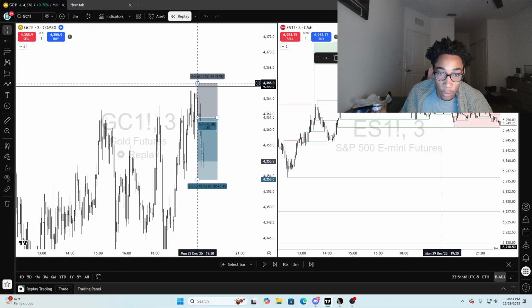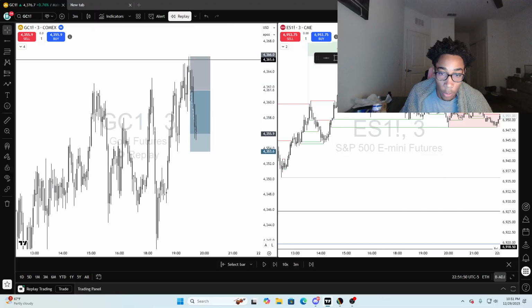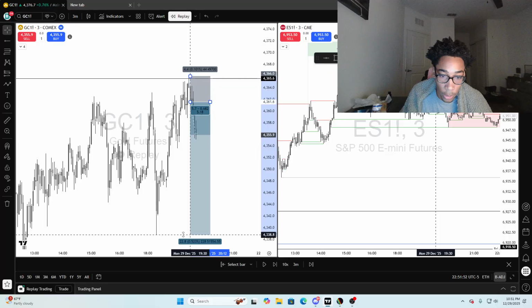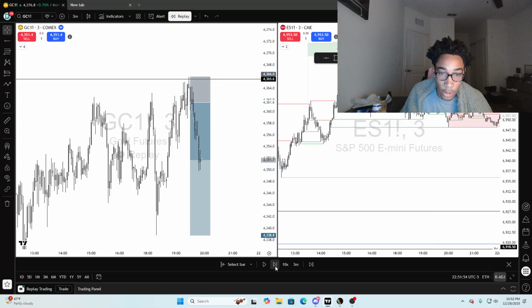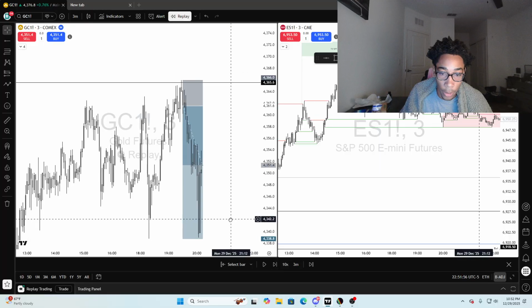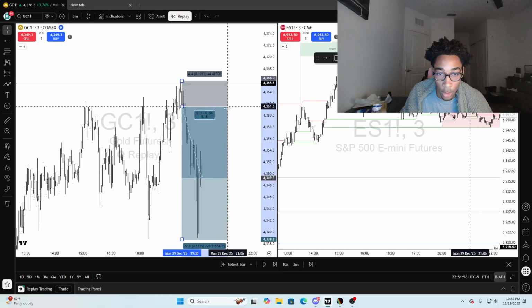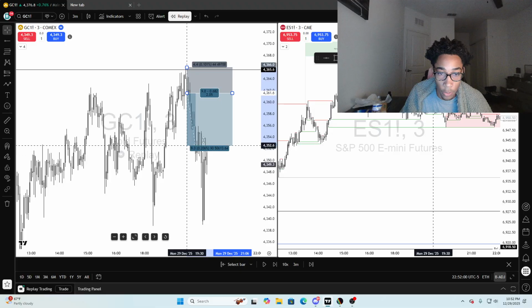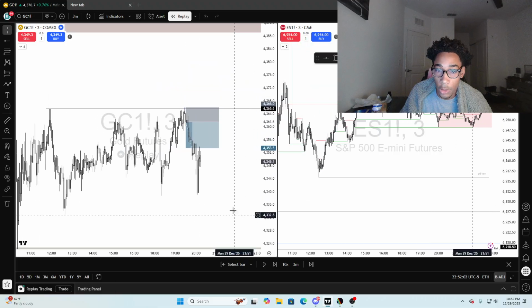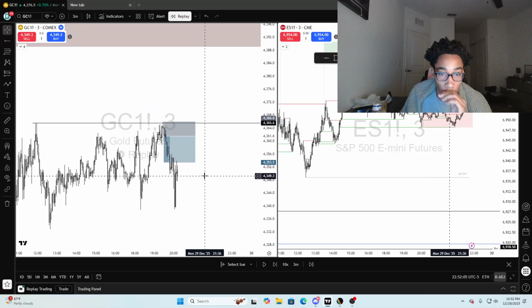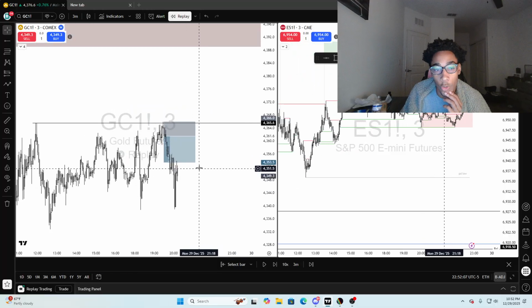Targeting roughly around here. Now I was trying to target all the way down here, but I couldn't move my TP in time. But it's fine. We made around 1200 anyways. So yeah, that's just examples of utilizing time frames.